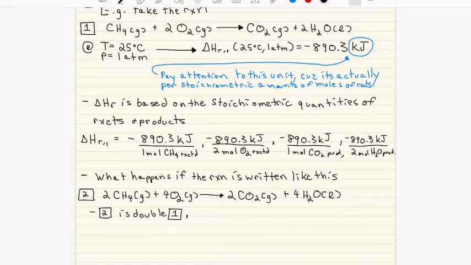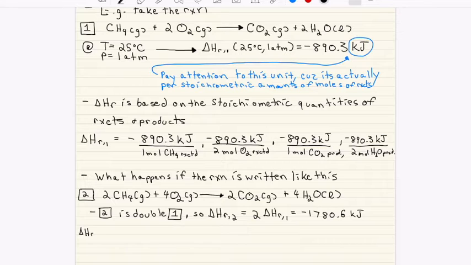And as I said before, the enthalpy of reaction is based on the stoichiometric amounts of reactants that react or products that form. So if we double the moles of reactants that react and products that form, we're also going to double the enthalpy of reaction. Our delta HR2 is just going to be equal to 2 times delta HR1, which is equal to negative 1780.6 kilojoules.